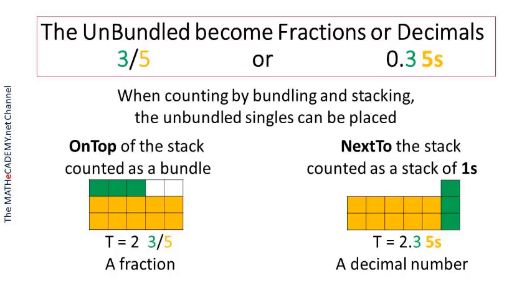When counting by bundling and stacking, the unbundled singles can be placed in 2 different places. Placed on top of the stack, counted as a bundle, the 3 singles become a fraction, 3/5. Placed next to the stack, counted as a separate stack of ones, the 3 singles become a decimal fraction, 3/5.